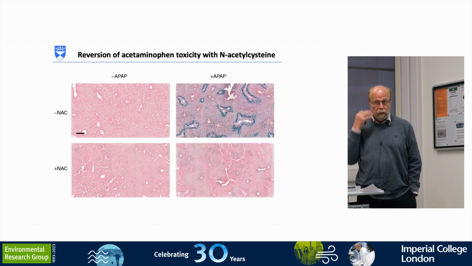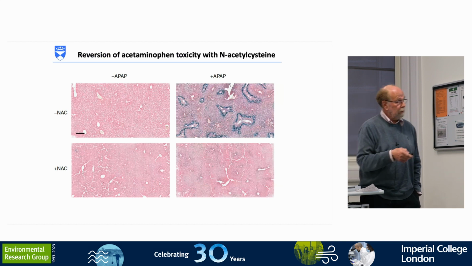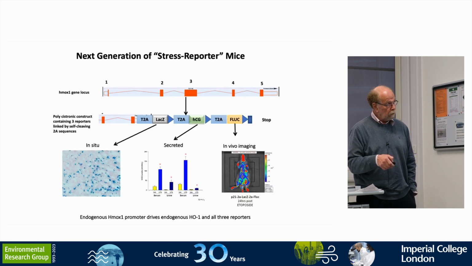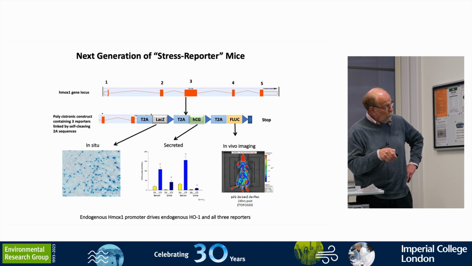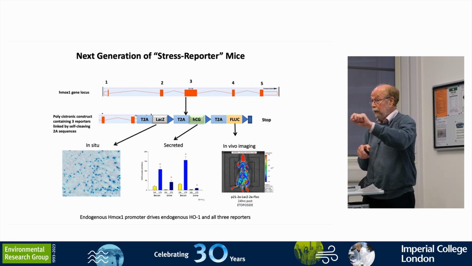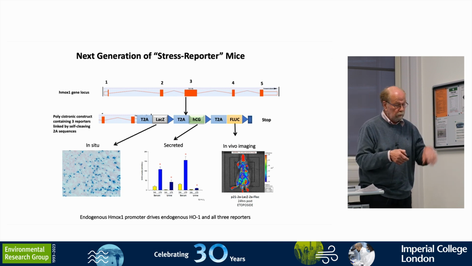So we've made some more sophisticated reporter models where we can measure a number of different endpoints in real time in the transgenic mice. This is a bit too complicated for today, but we can measure in situ. We can measure, as I've shown you, LacZ blue staining when the stress is activated. We've also put in the same model an excretable biomarker, which is human chorionic gonadotrophin. When that is produced, it's excreted into the serum. So you've got a biomarker that allows you to track toxicity in real time.